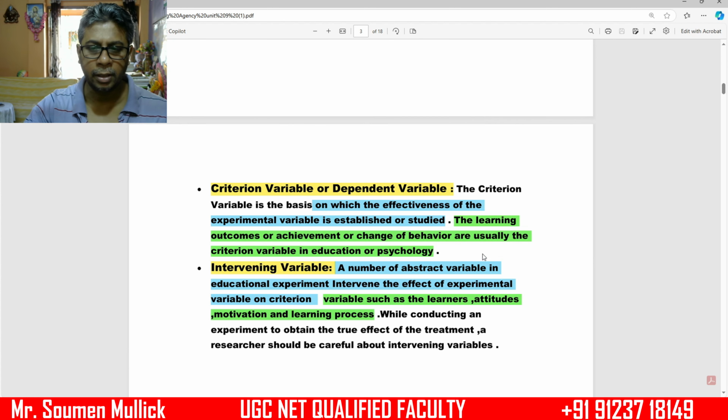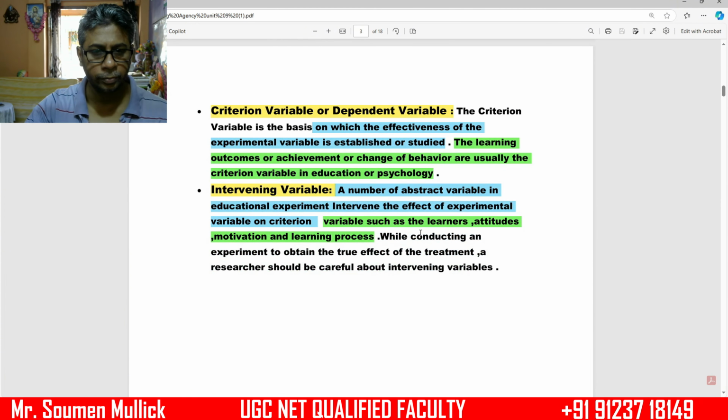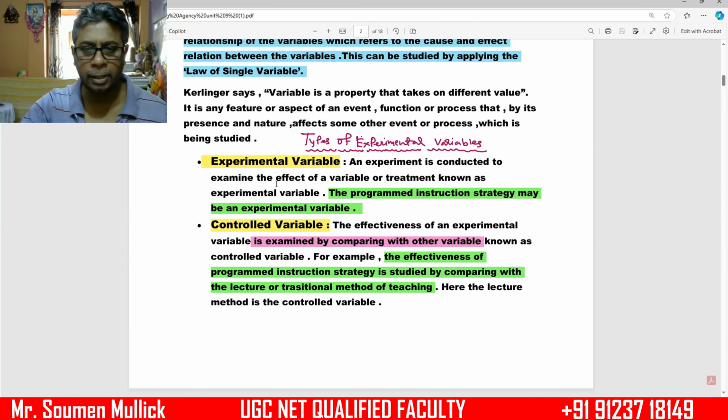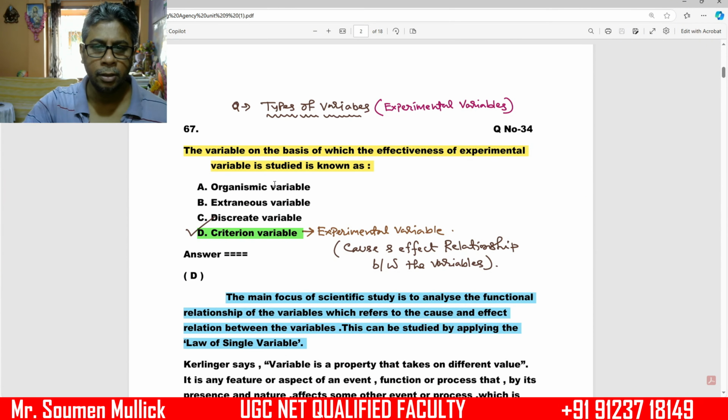Next, intervening variable. What is an intervening variable? A number of abstract variables in an educational experiment intervene in the effect of the experimental variable on the criteria. Variables such as the learner's attitude, motivation and learning process are intervening variables. So there are different types of variables under this section, where we learn the experimental variables and the different types of experimental variables.